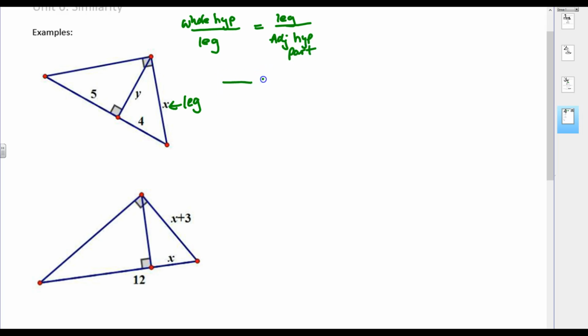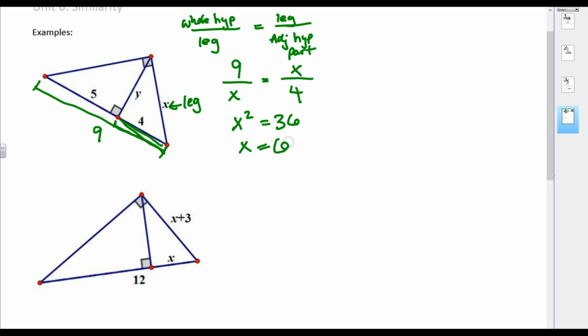So when we fill this in, x is on one diagonal as the leg, and the whole hypotenuse, that'd be from here to here. The whole hypotenuse is 5 plus 4, which is 9. So 9 goes up here. And then the part of the hypotenuse adjacent to the leg is this 4 right here. So we put 4 on this axis. I cross multiply. I get x squared equals 36. So x must be 6.